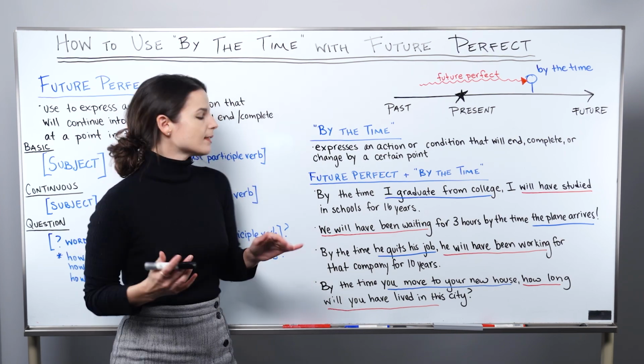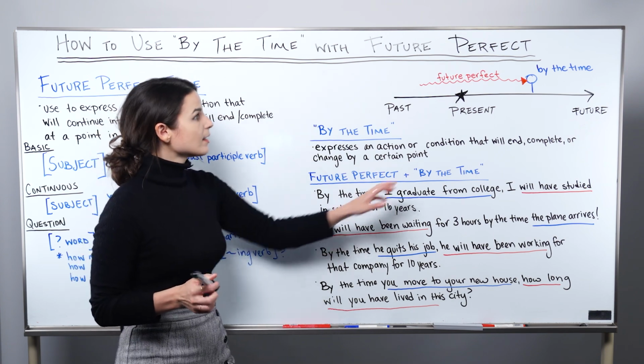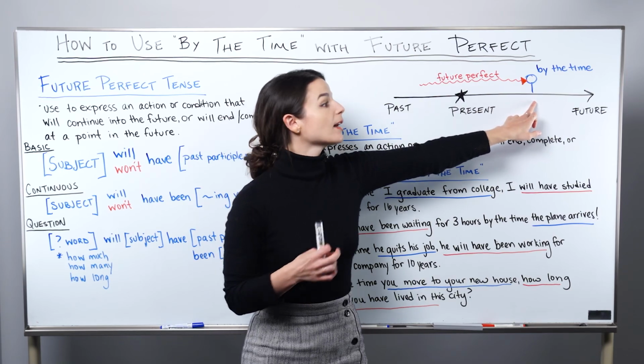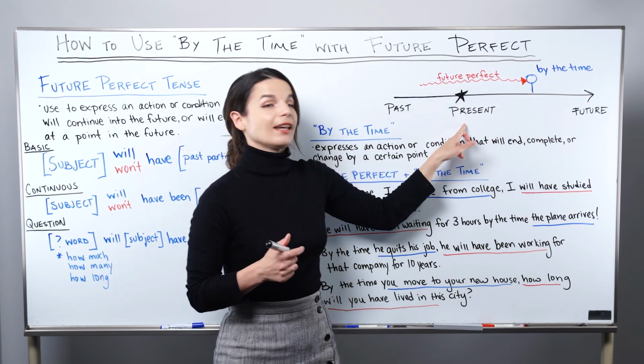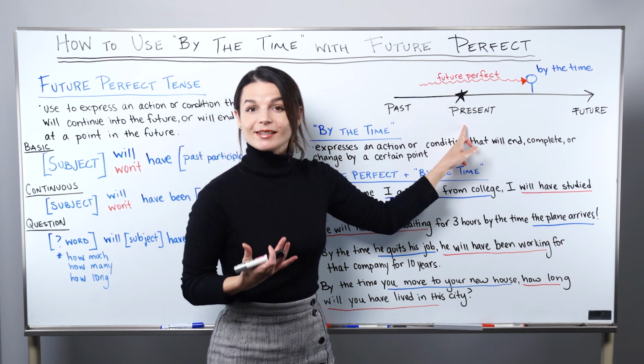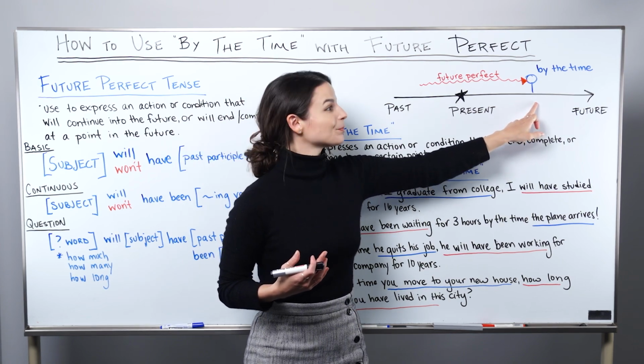Okay, so in this sentence, we have our by the time at the beginning again. So here is our future point. By the time he quits his job. So he has not quit his job yet, but he's planning to. That's what this sentence communicates.